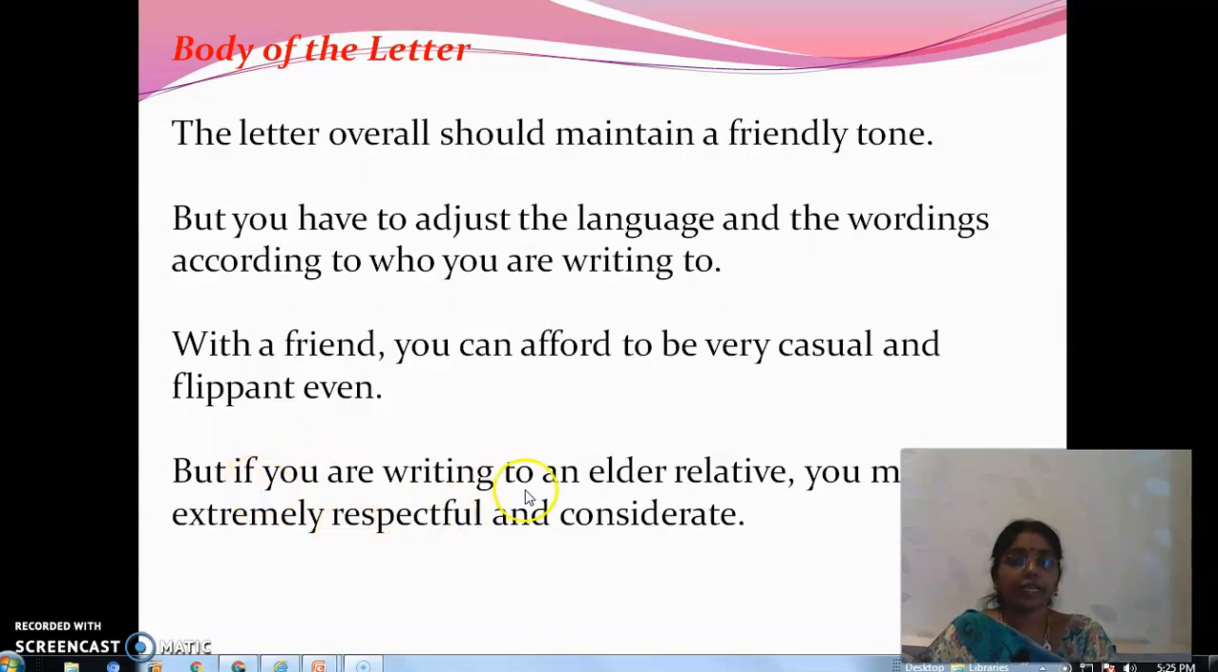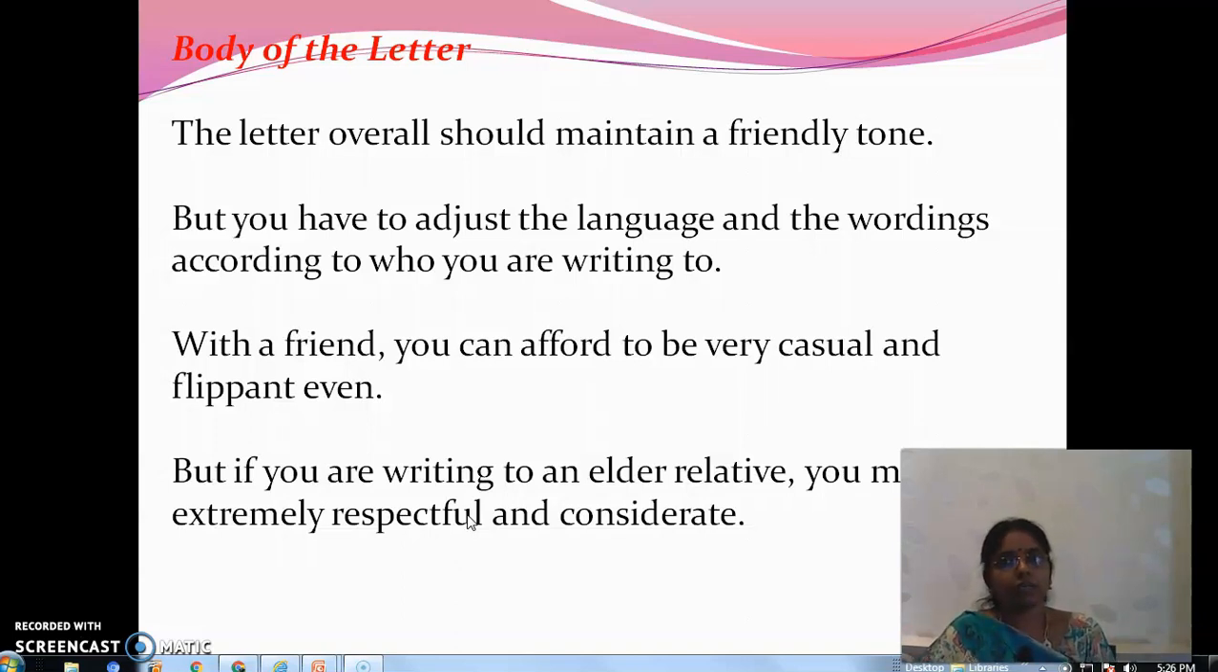But if you are writing to an elder relative, suppose I am writing to my close friend, I used to say Haida. If I am writing to my mom, do you think I will say Haida mom, Haida pop? Is it okay? No, isn't it? So when you are writing to an elder relative, you must be extremely respectful and considerate, because that shows your attitude to respect others. Is it clear?